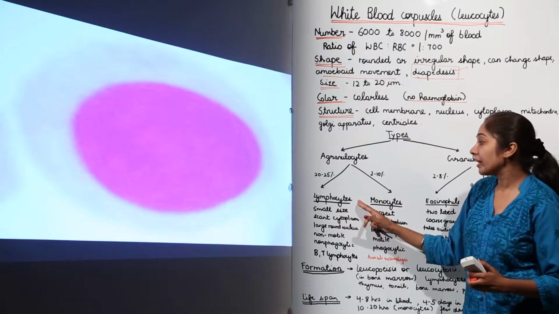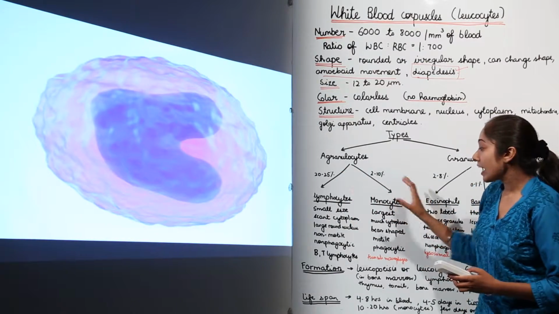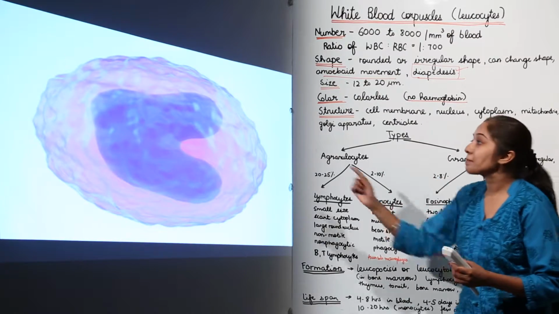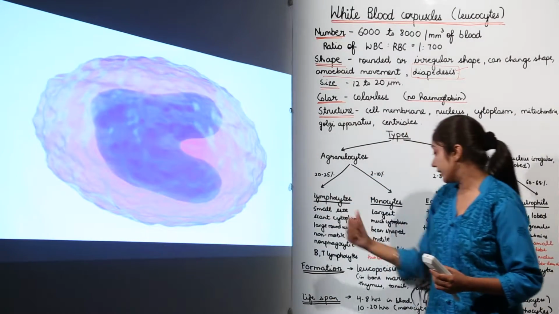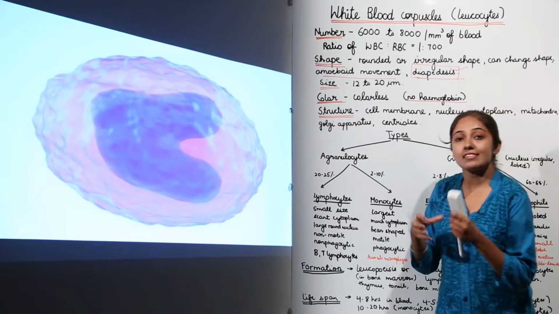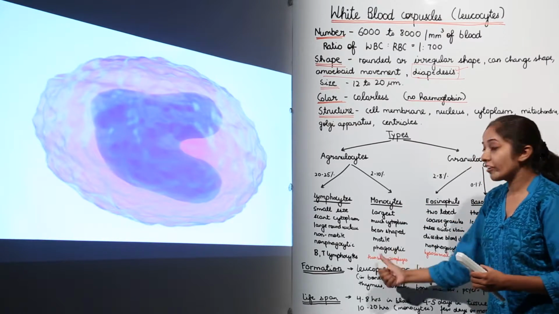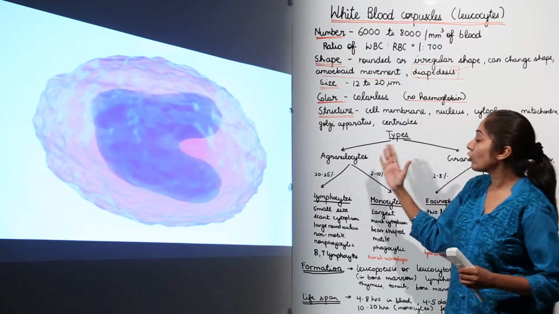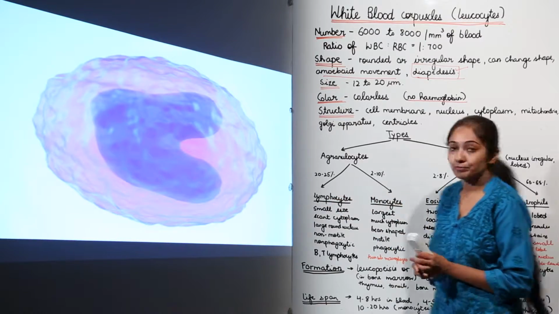If we compare lymphocytes with monocytes, look at this image of monocytes. They are larger in size, they have much cytoplasm, and the nucleus is not round, it is bean shaped. They are motile and phagocytic. They engulf bacteria and cellular debris. And these monocytes turn into macrophages when they come in contact with the tissues of your body. So I hope agranulocytes, lymphocytes and monocytes, are clear to you.